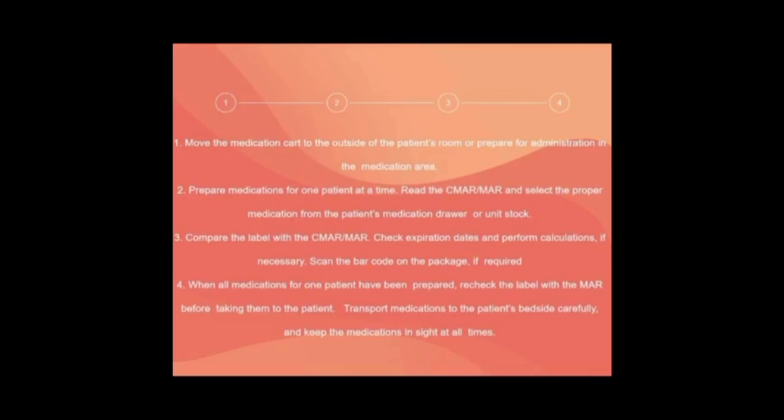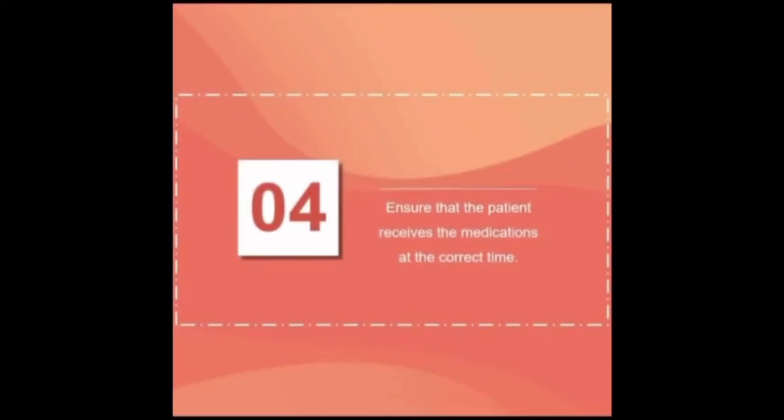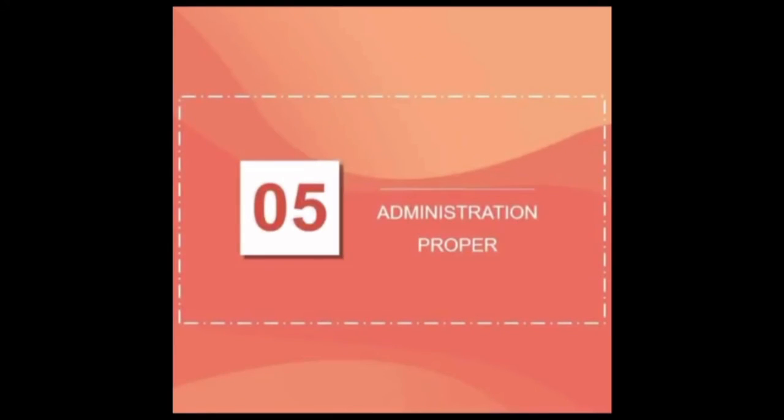When all medications for one patient have been prepared, we check the label with the MAR before taking them to the patient. This is the third check to ensure accuracy and to prevent errors. We can now transport the medication to the patient's bedside carefully and ensure that the patient receives the medications at the correct time. Before finally administering the medication to the patient, perform hand hygiene and put on PPE if indicated.